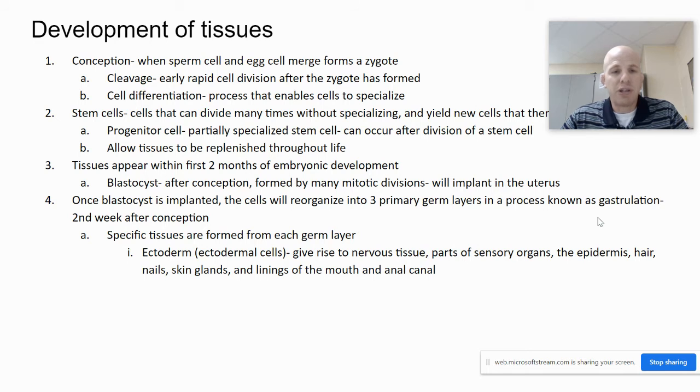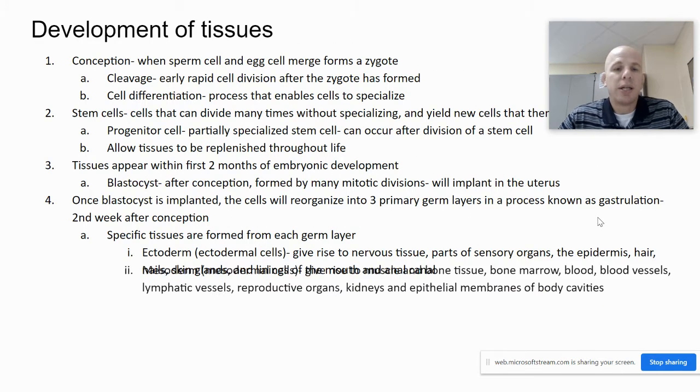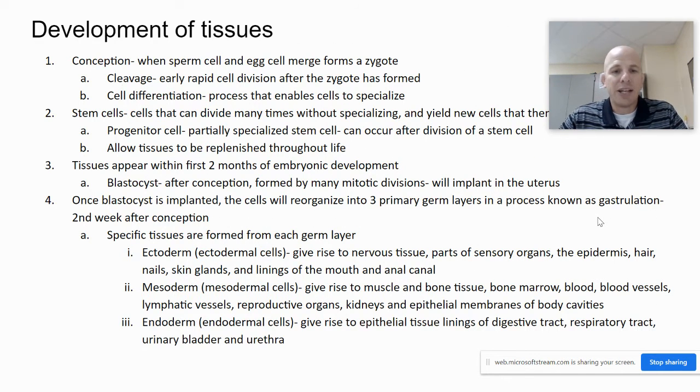So we have three germ layers: the ectoderm, the mesoderm, and the endoderm. Okay, so ectoderm, you can see the things that it gives rise to. It makes nervous tissue, sensory organs, epidermis, hair, nails, skin glands, lines of the mouth, and anal canal. Mesoderm gives rise to muscle and bone tissue, and you can read the rest of that. Endoderm gives rise to a lot of the epithelial tissue.